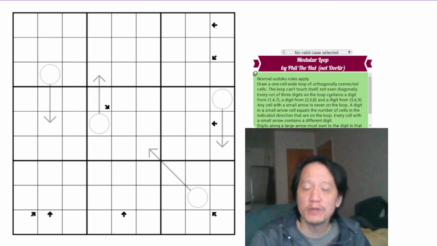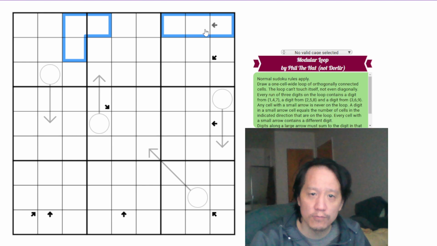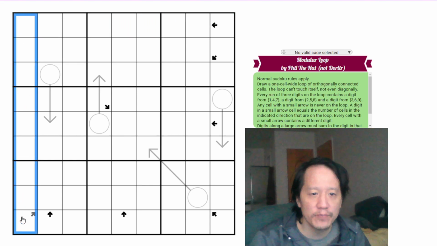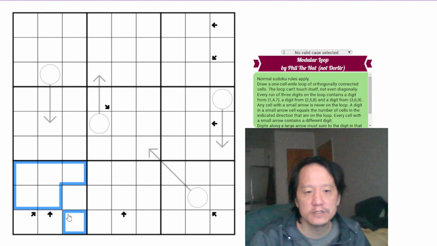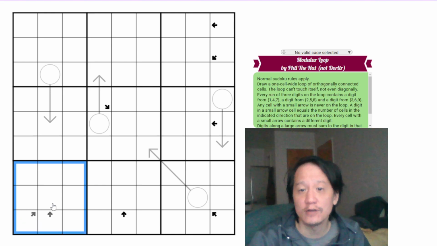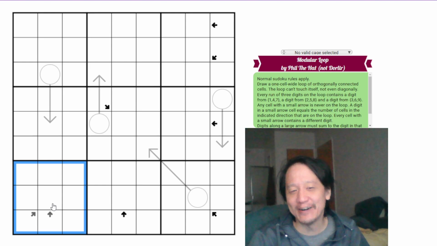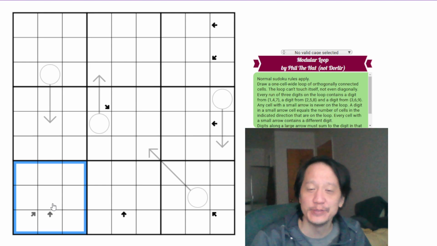Normal Sudoku rules apply, which means place the digits 1 through 9 once each in every row, column, and box. Sorry, it's not "or box", because that would be very strange. It's "and box".